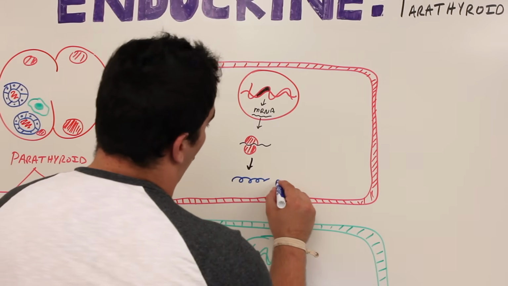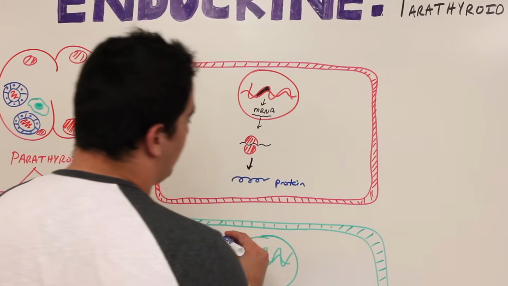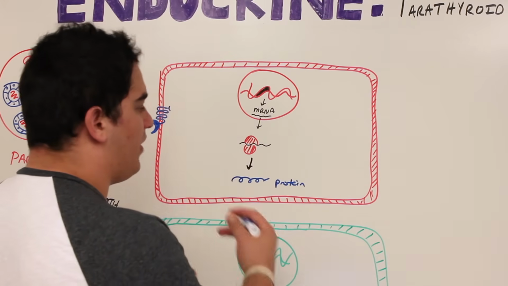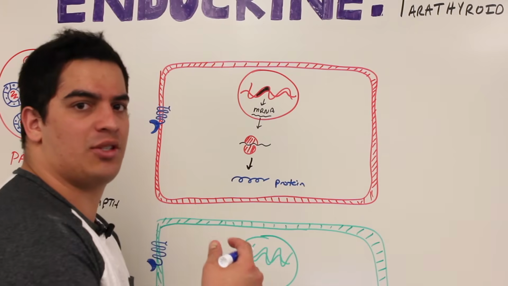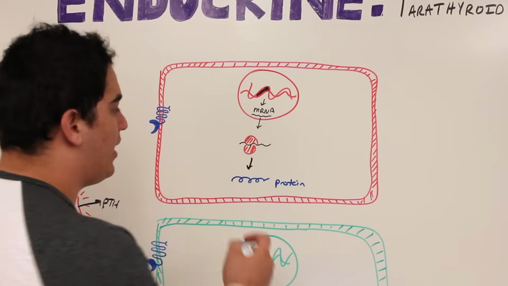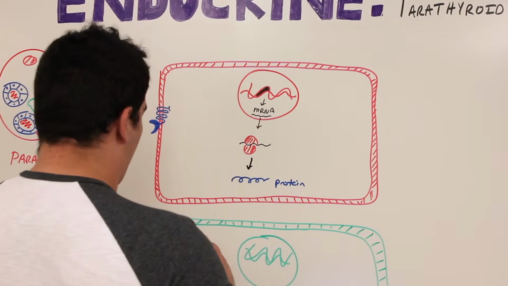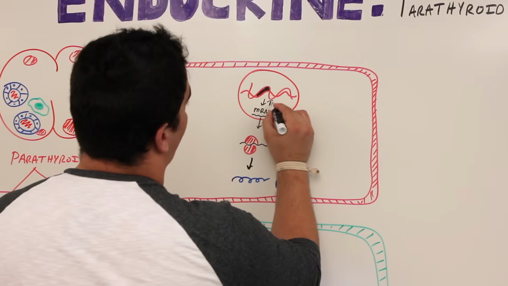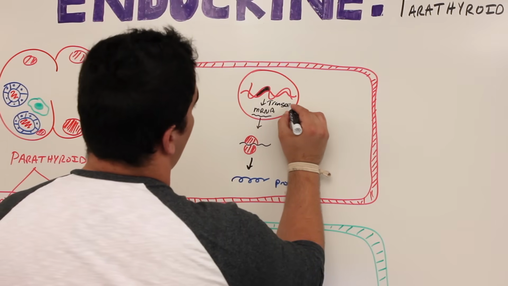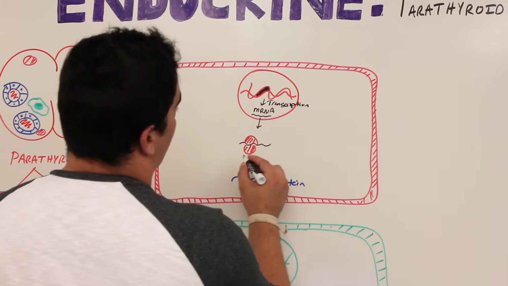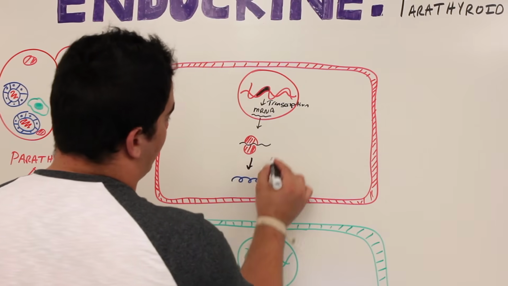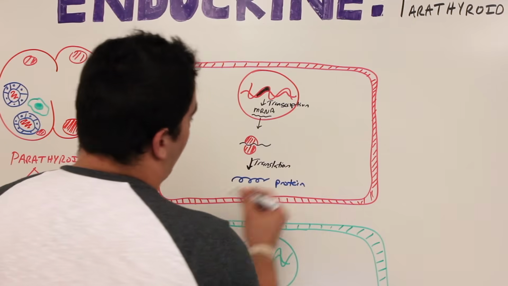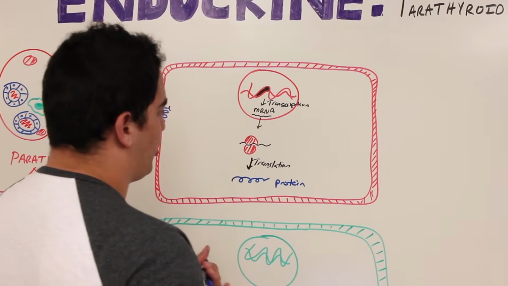So this is going to be our protein here. Let's say this protein is the pre-form of parathyroid hormone. It'll undergo some specific modifications and cleavage processes within the rough ER and the Golgi. Again, what is this step called when you go from DNA to mRNA? This is called transcription. And what is this process called when you take the mRNA and translate it into proteins? This is called translation.